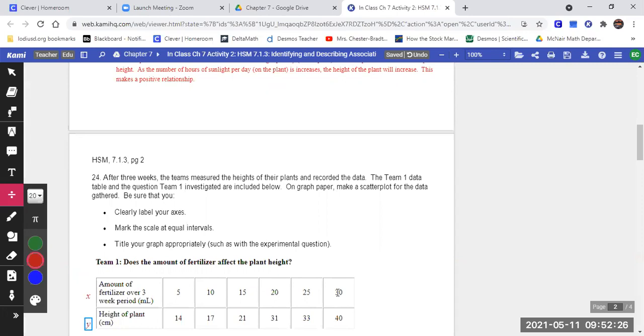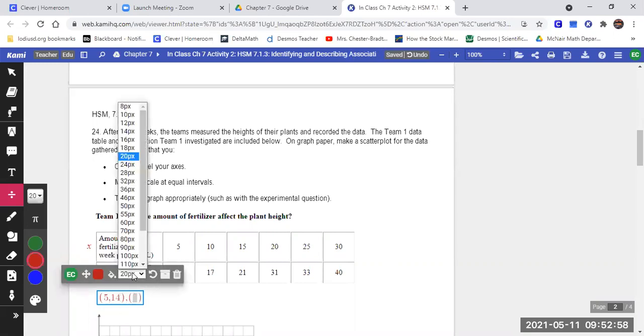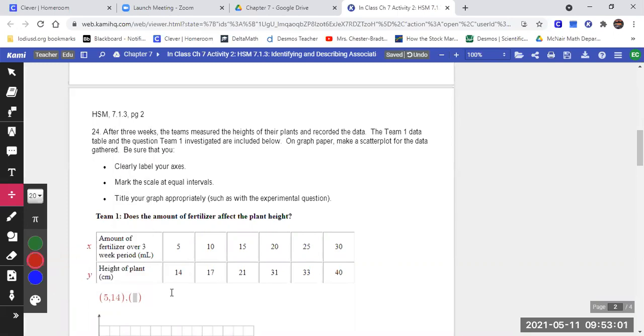So when we go graph, we have our coordinate pairs, right? And I'm going to write those coordinate pairs before I go graphing them. I'm going to turn this table into my coordinates. Okay, the first one is 5, 14. What's the next one going to be? So we're just making our list of coordinates to put on the graph. That's what we're doing. We're just making the list of coordinates that we're going to put on our graph. So what's our next one? 10, 17. Okay, keep going.